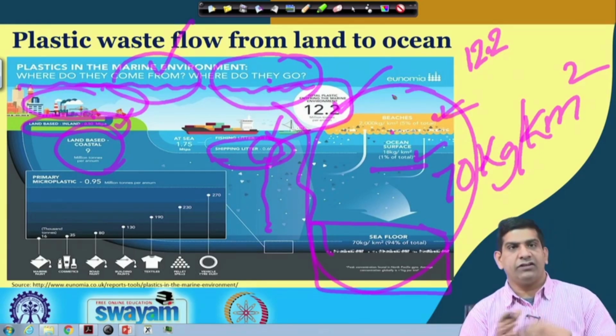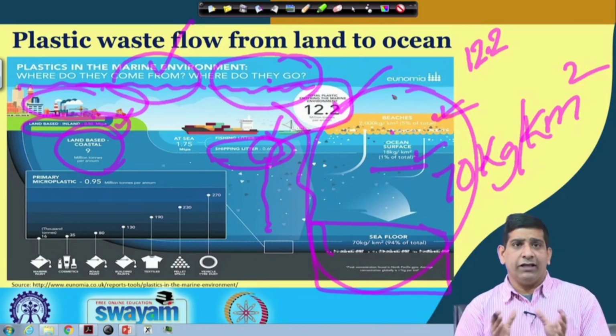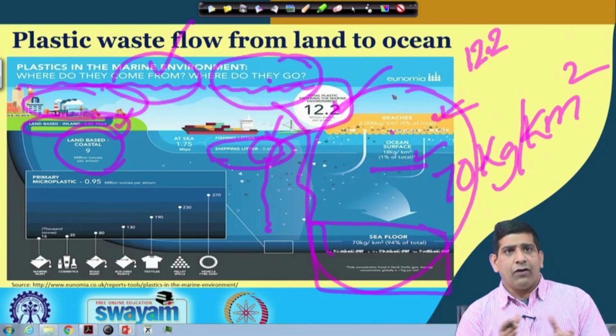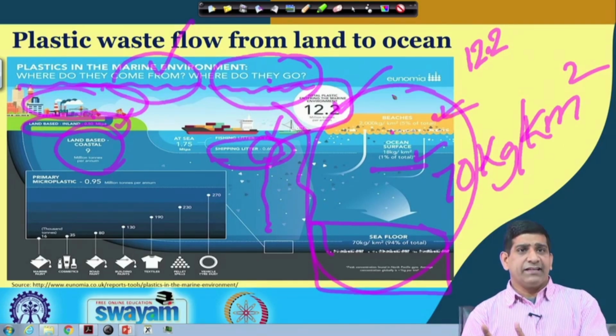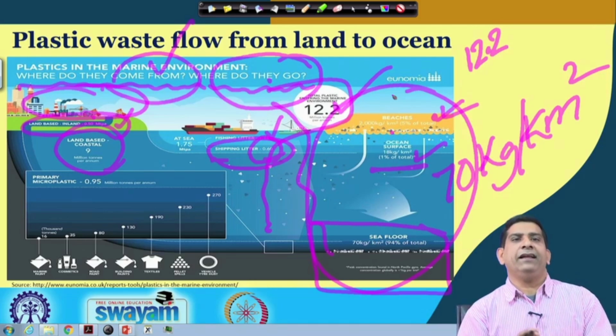So that is the distribution that, based on the data collected, shows where it goes. It is mostly mismanaged plastics that are ultimately ending up in the ocean.